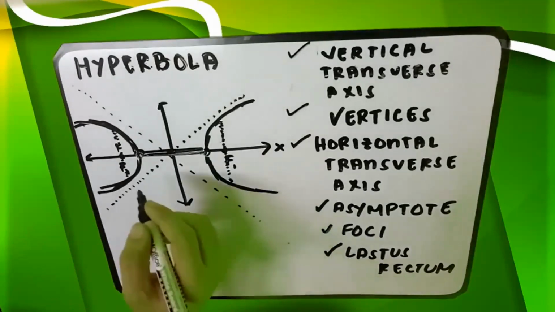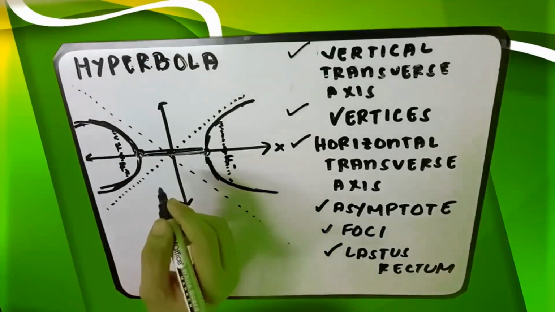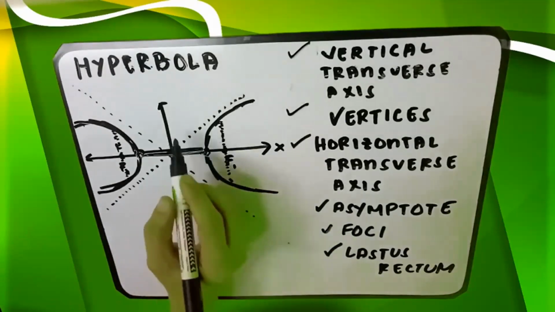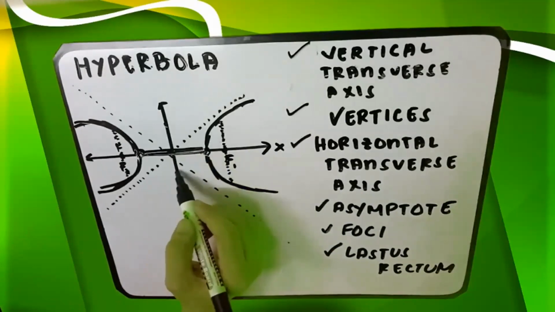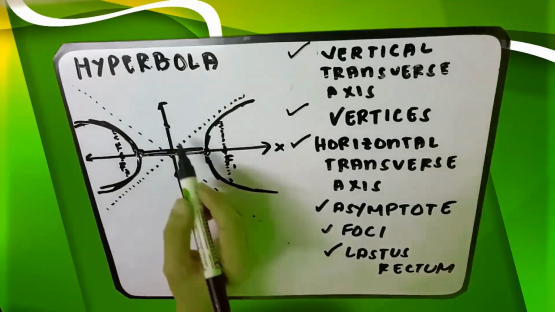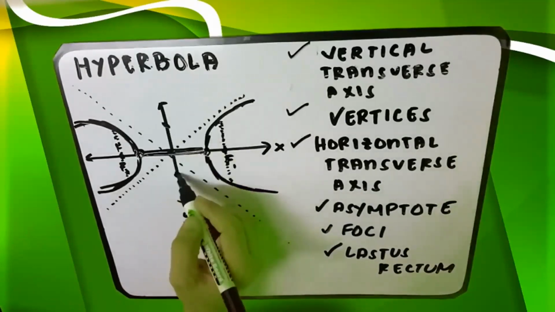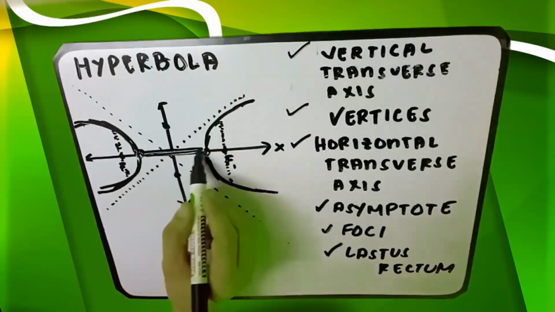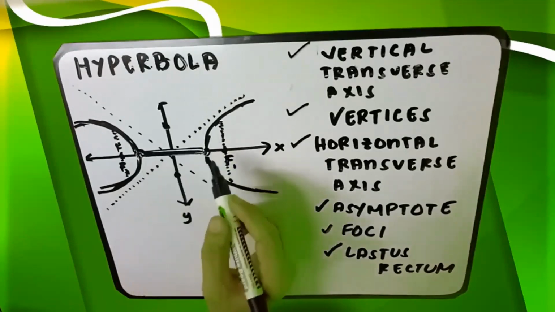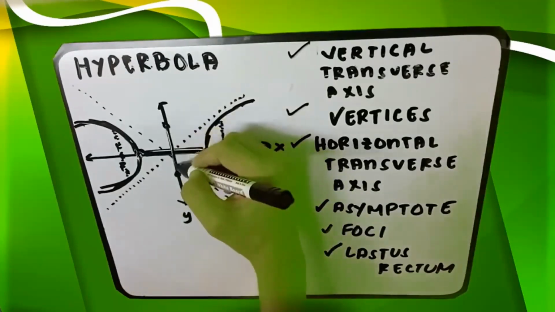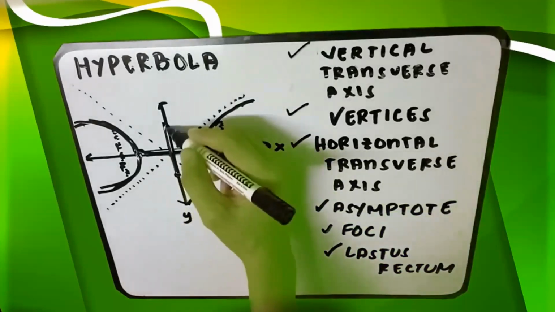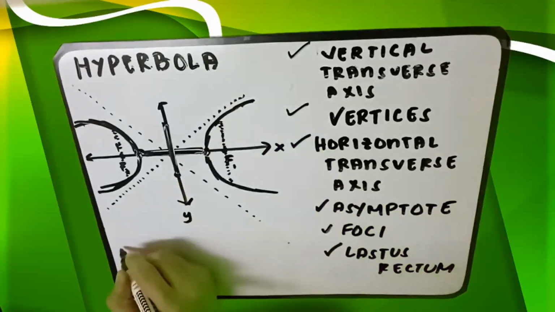So meron pa tayong tinatawag na conjugate. Ito naman yung line segment. So, pati dito sa conjugate, malalaman natin kung paano. So halimbawa, these are the endpoints of the conjugate. Ito yung horizontal transverse axis. So pag nanguha tayo ng line segment na perpendicular dito sa horizontal transverse axis, yung line segment nito, ito yung tinatawag na conjugate.